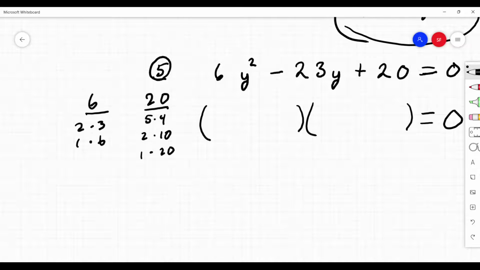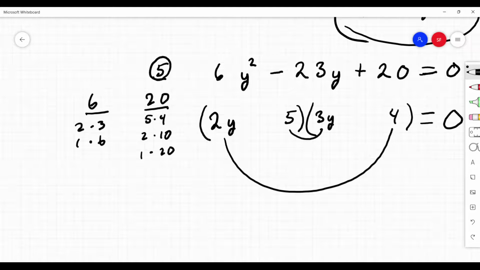So for the first slot, we just got to pick one. So do you want 2 and 3 or 1 and 6? 2 and 3. Sounds great. Let's try it. So 2y and 3y. What are we going to pick for the next slot? 5 and 4, in that order. Okay, so let's try it. 5 and 4. So now we're going to smiley face and see what happens.